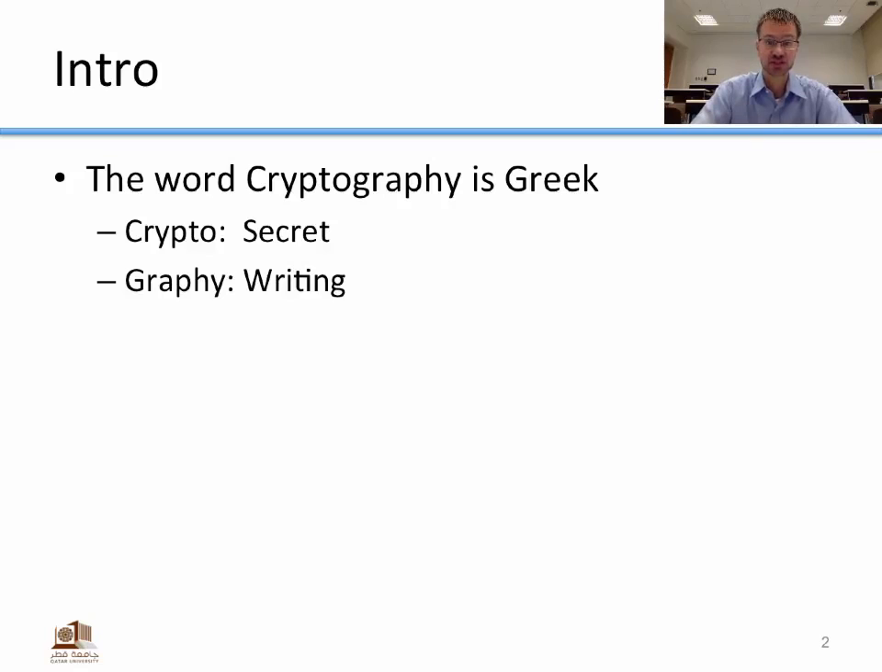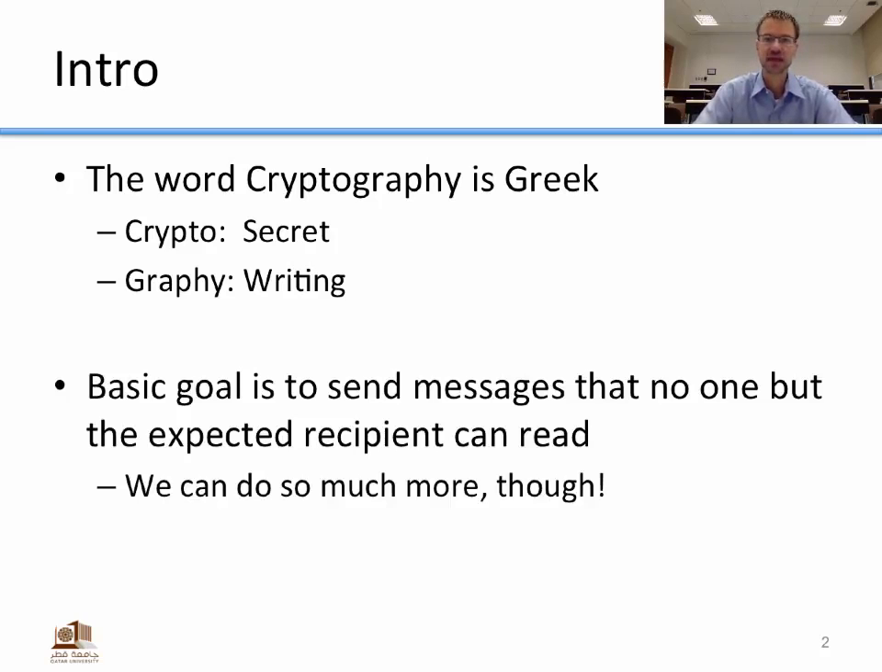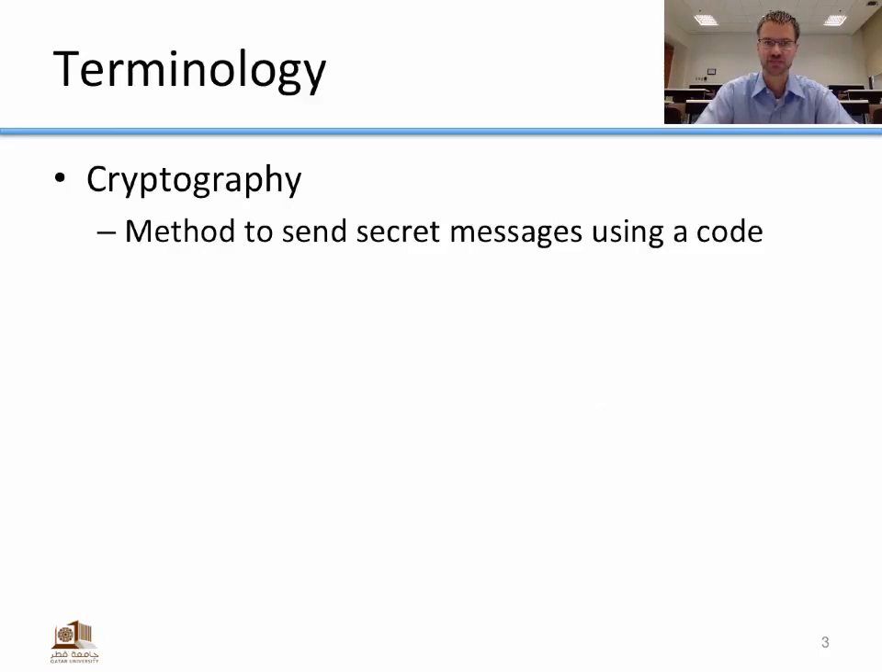So as an introduction, the word cryptography is Greek, and when you break it down, you have crypto, which means secret, and graphy, which means writing. So the word cryptography is Greek for secret writing. The basic goal in cryptography is to send messages that no one but the expected recipient can read. We can do a lot more with the cryptographic primitives that we come up with, but that's our simple goal at this point. Send messages that no one but the expected recipient can read.